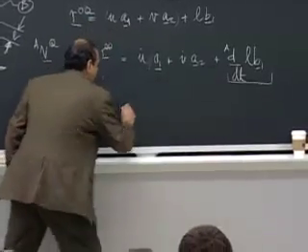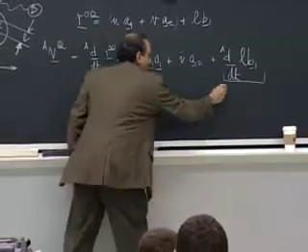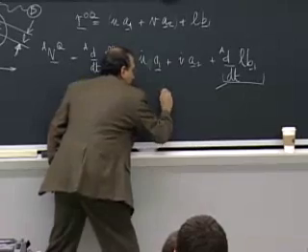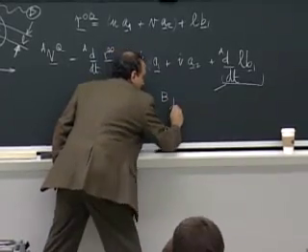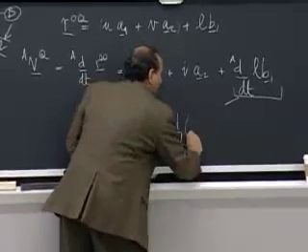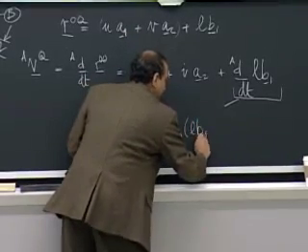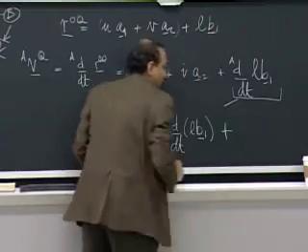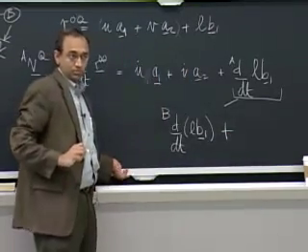We can just write this as, take the whole term, A d by dt of LB1 plus what?